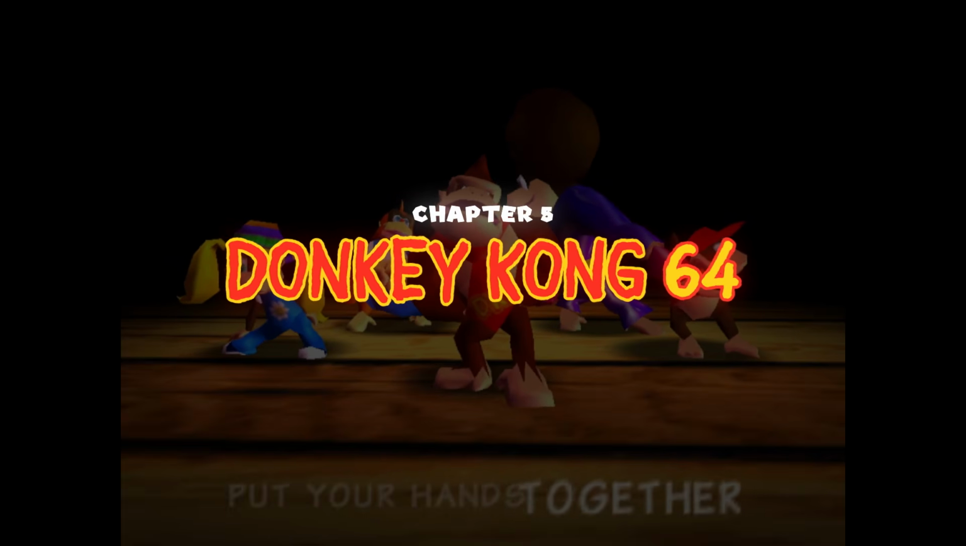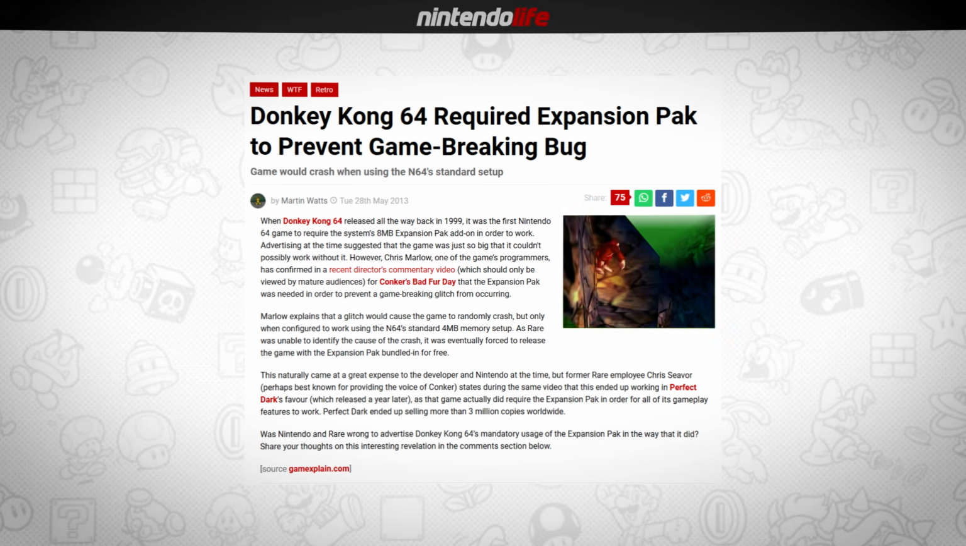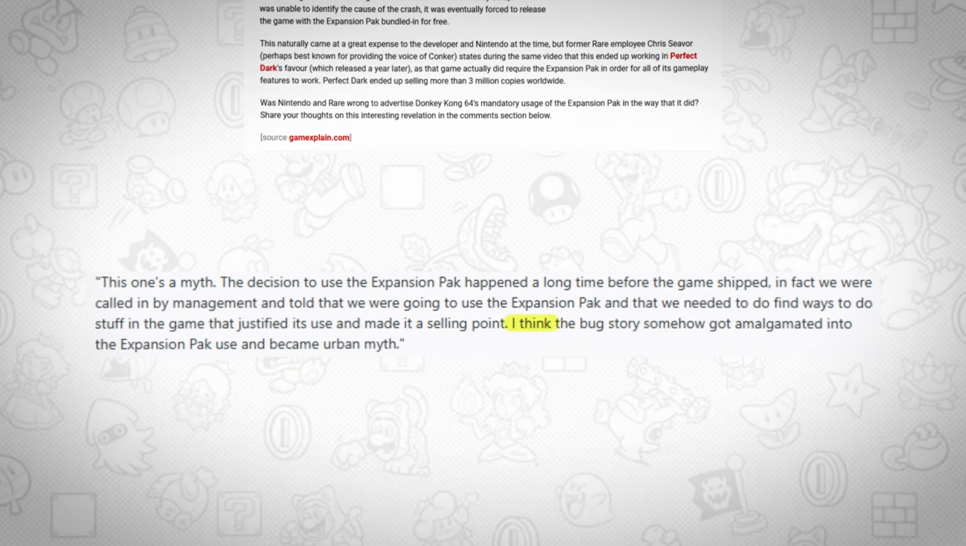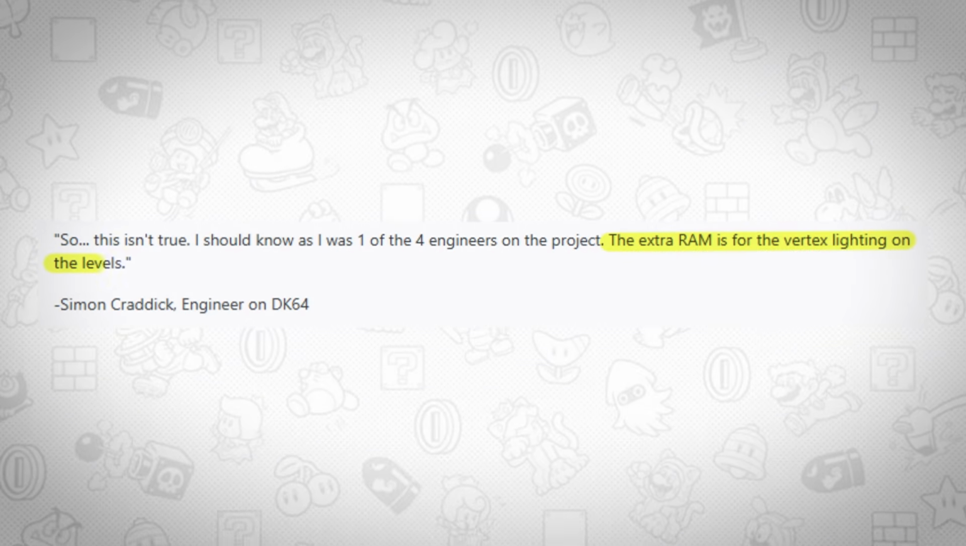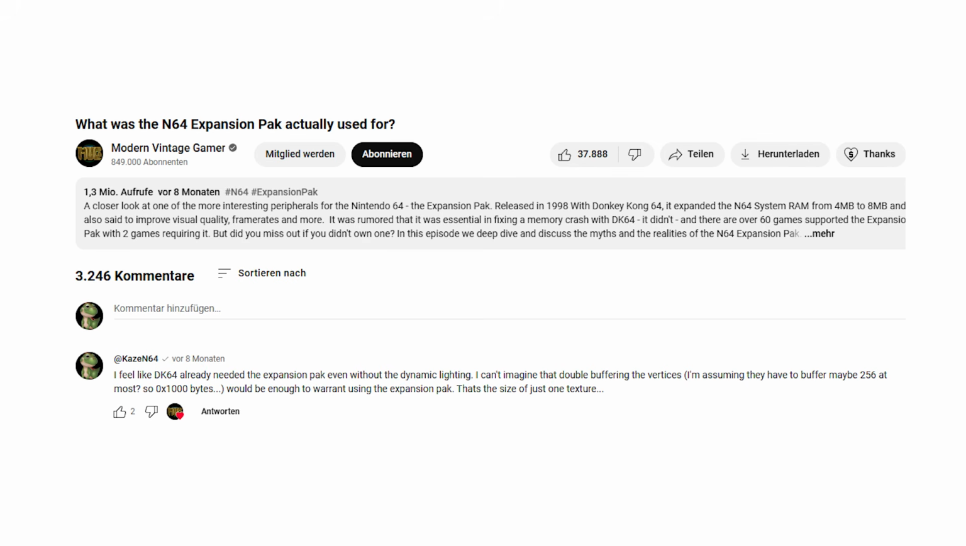Donkey Kong 64 famously required the expansion pack because they ran out of memory. Some old Donkey Kong 64 devs once said it's because of a memory leak, but there is none, and others have said that it's because of the dynamic lighting effect, which still makes no sense to me, but that's the narrative the people are running with on YouTube, so let's just go with that.